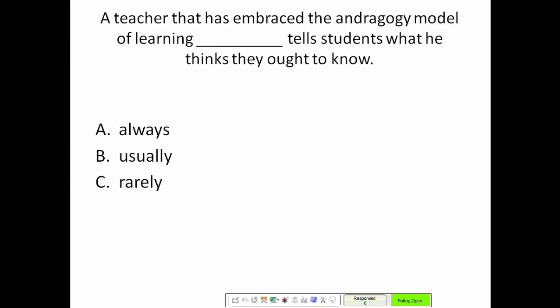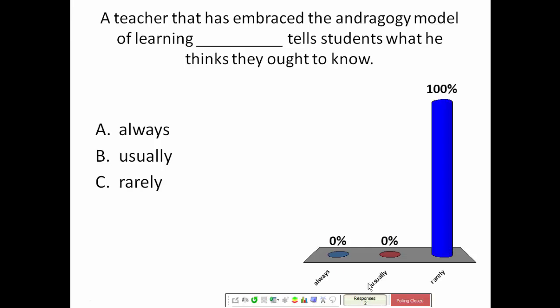So I'm going to again act as the student. I'm going to select the correct button on the clicker, so we see that both students have responded. And now we're going to close the polling and take a look at how their answers fall out. And it looks like both of the students who answered this quiz guessed C, which is correct. So they understood the concept that a teacher that embraces andragogy very rarely tells the students what he thinks they ought to know.